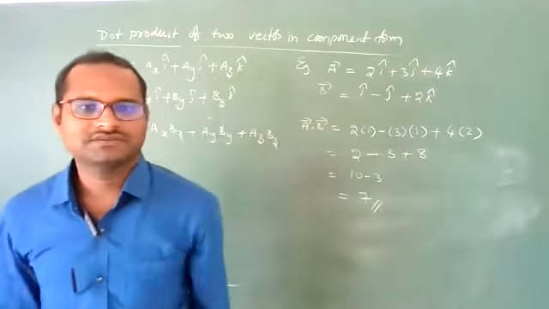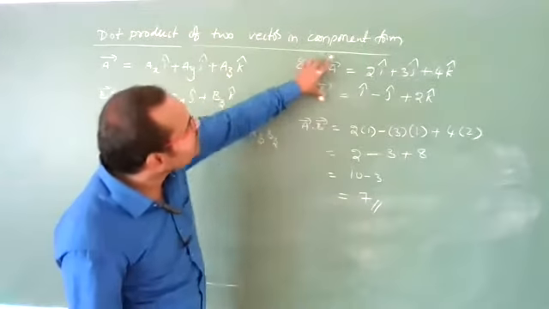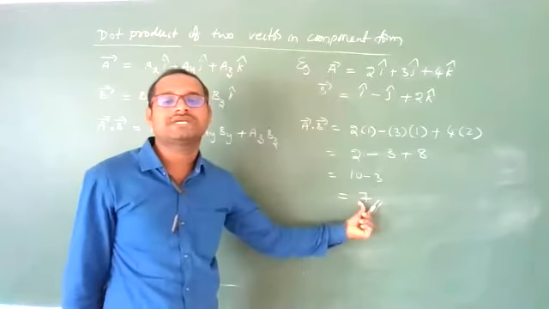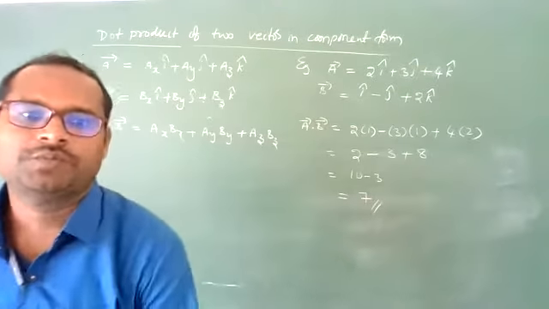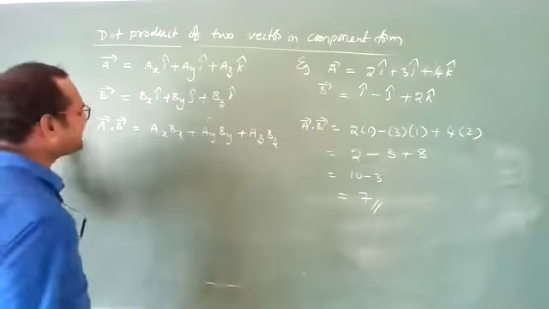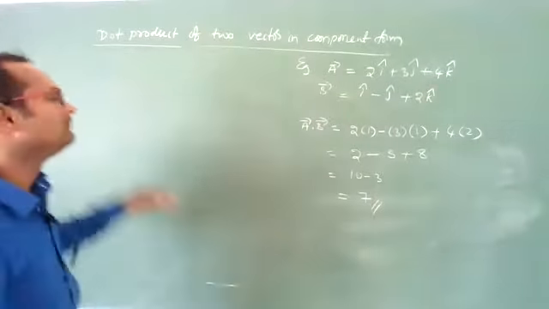See, the number we got is a scalar quantity. The dot product between any two vectors always gives you a scalar quantity, a number. This is how we need to find the dot product. Okay, students? I'll give one more example.